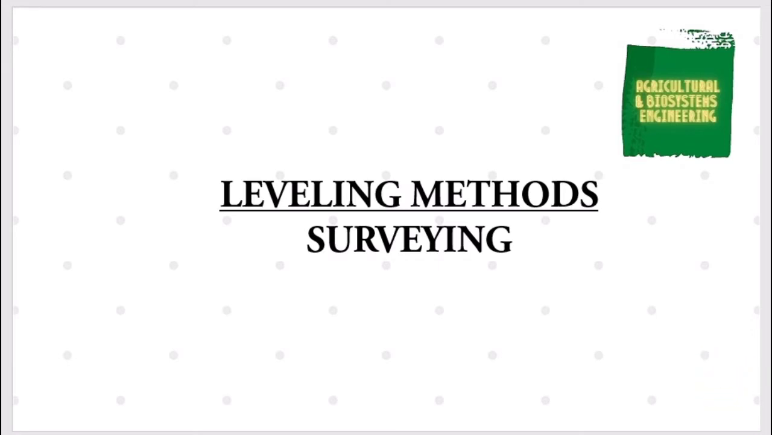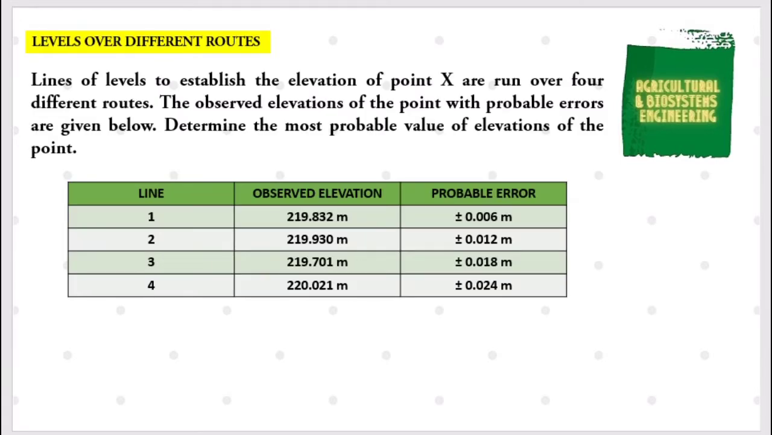This time, we will be solving a specific problem under levels over different routes. Here is the problem. Lines of levels to establish the elevation of point X are run over 4 different routes. The observed elevations of the point with probable errors are given below. Determine the most probable value of elevations of the point.